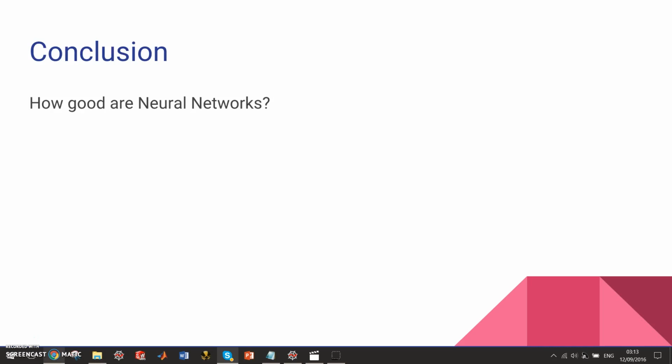So the conclusion: how good are neural networks? The downside of neural networks is they have very long training time because of the backpropagation algorithm, and we have to iterate over all the training examples. But with a growing amount of computing power and the applications we have already seen, neural networks will undeniably play a positive role and can be applied to so many more things. I think they will make a positive impact. Thank you.